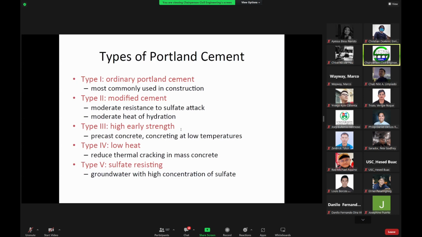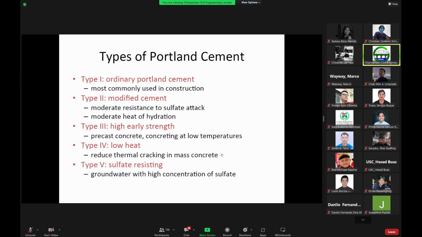Type 3 is what we call high early strength. High early strength is usually used when making precast concrete or when you are concreting at low temperatures. So concreting in freezing temperatures, they use high early strength. Type 4 is low heat cement. This low heat cement is used to reduce thermal cracking in mass concrete.